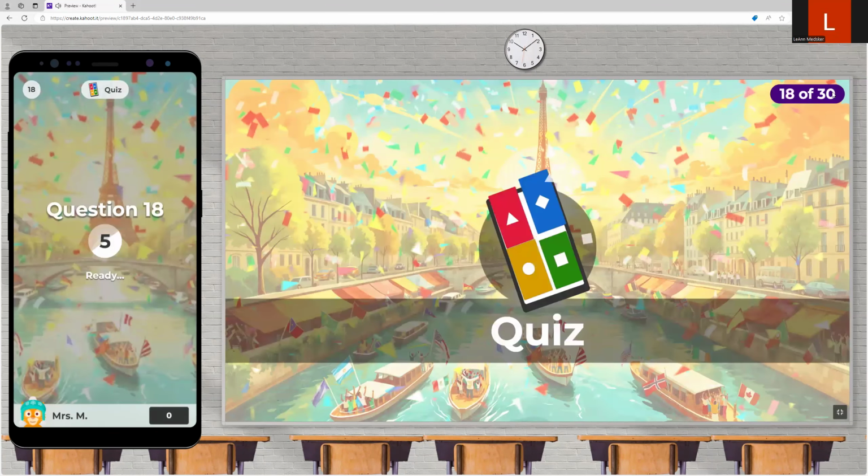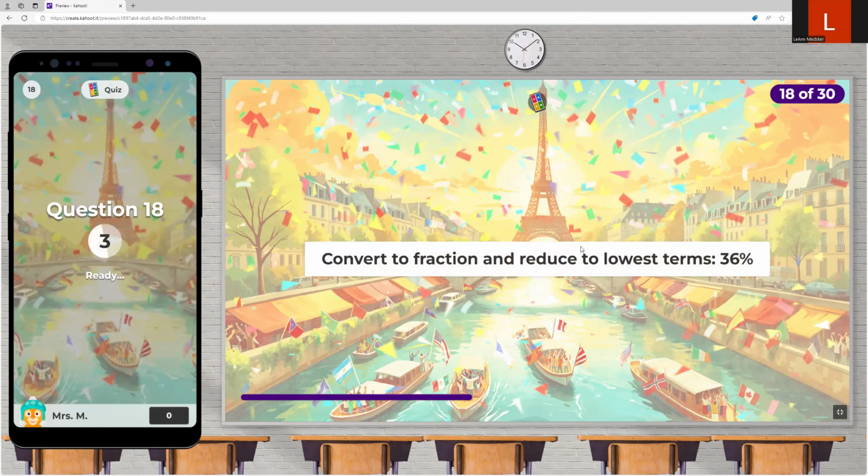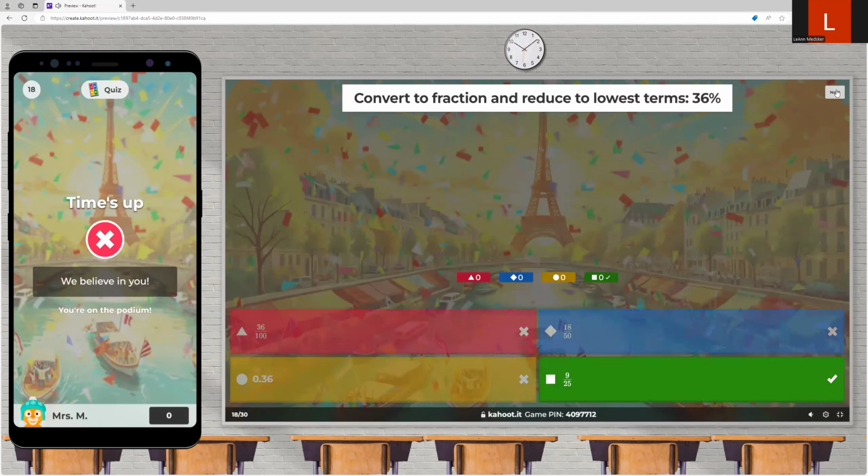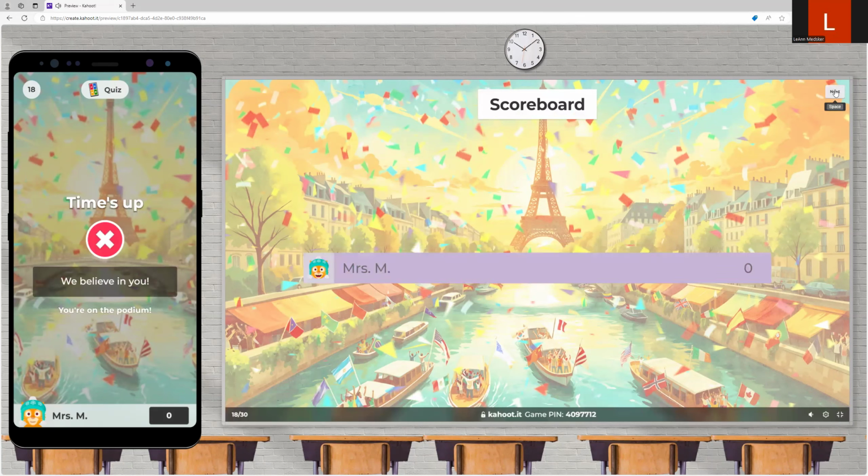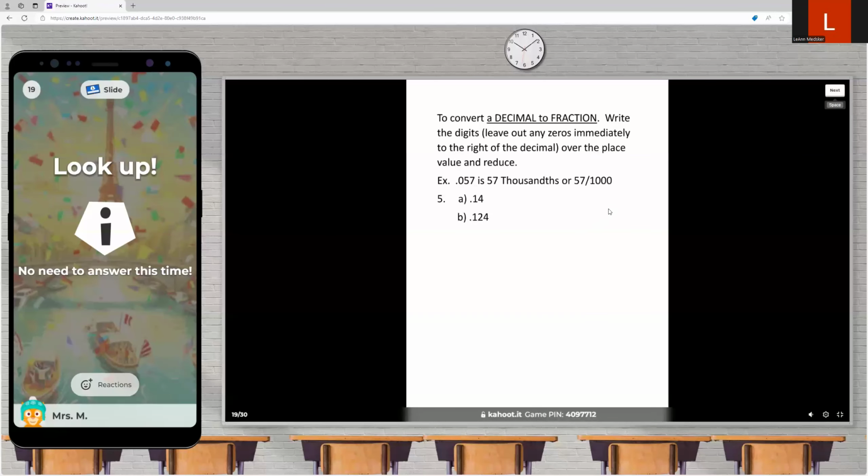All right, so we were on, this was the last one we did together. We converted that percentage to a fraction. So we're going to be moving into slide 19. Okay, I know I have 0 points so far. I'm doing great. So we're going to be doing convert a decimal to a fraction.